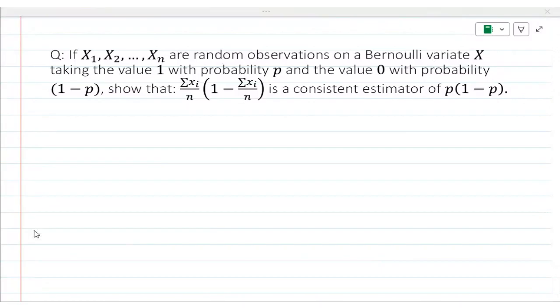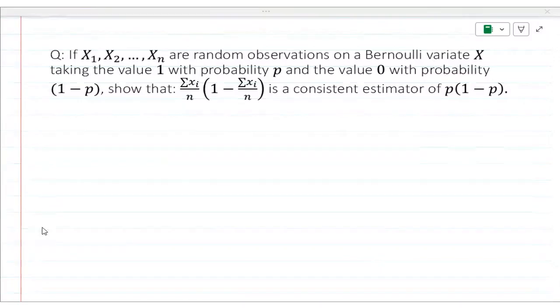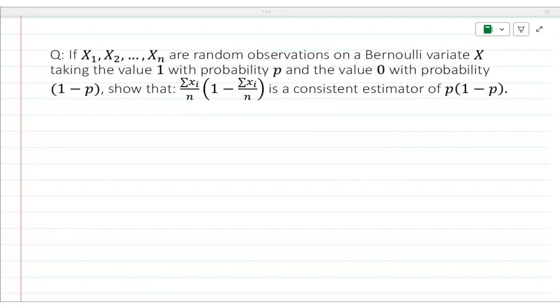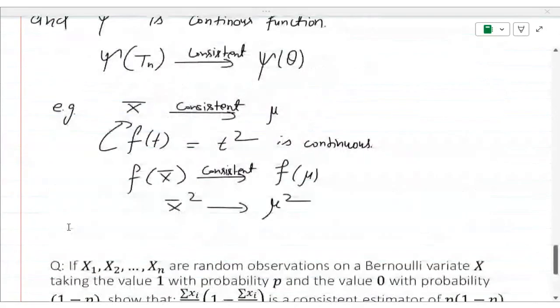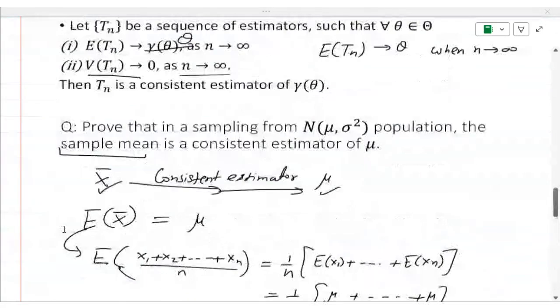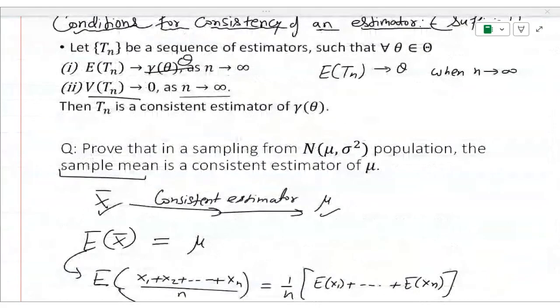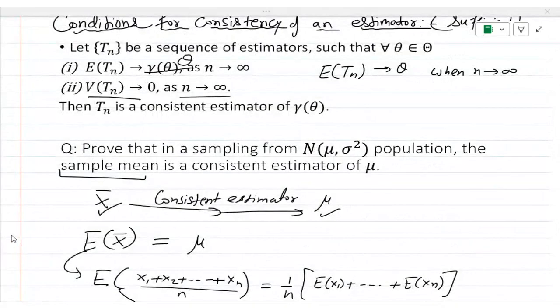Roshan is saying he does not understand. Roshan, what did you not understand? Which part? Which portion? The meaning of consistent estimator. First of all, the meaning of consistent estimator. This is x bar square. Okay, let me explain this.